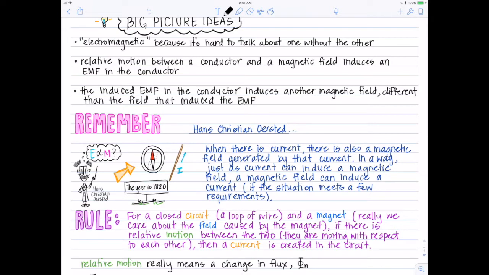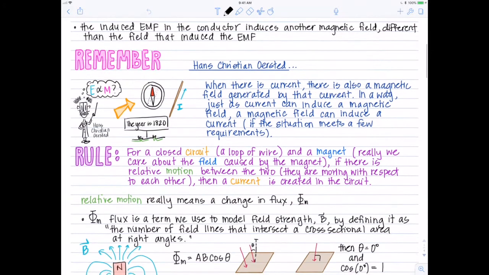So our rule is for a closed circuit and a magnet, if there's relative motion between the two, then a current is created in the circuit. So this is not new. We kind of covered it for the past few days in class, as well as talking about it above in the big picture idea. Relative motion really just means a change in flux. Okay, so the importance of relative motion is that it means there is a change in flux.